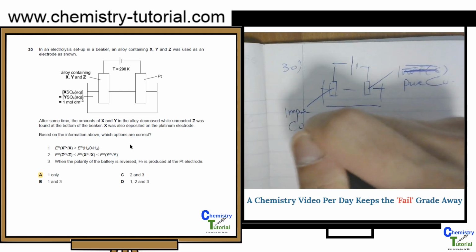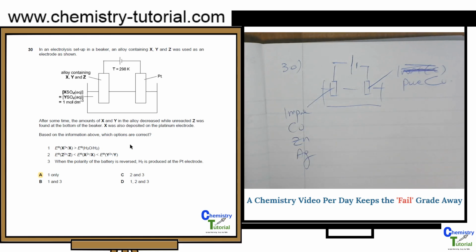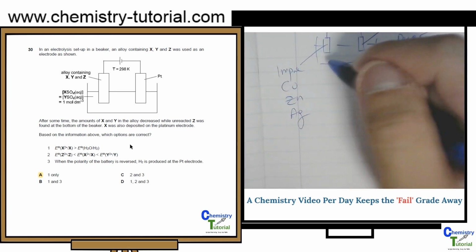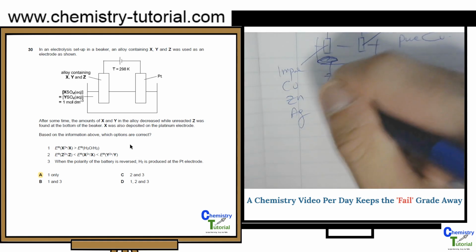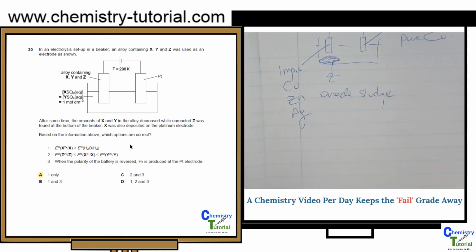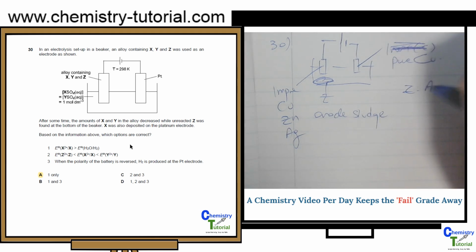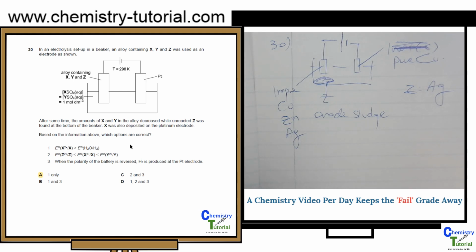You have zinc, you have silver. Because I noticed that the question told us that the unreacted Z was found at the bottom of the beaker, it suggests to me that there is an anode sludge. And because of this, I actually link this question to my understanding of the electroplating process. If you link that up, this question becomes a lot easier to understand. Now let's assume that this is an electroplating process. In other words, Z will just be silver.